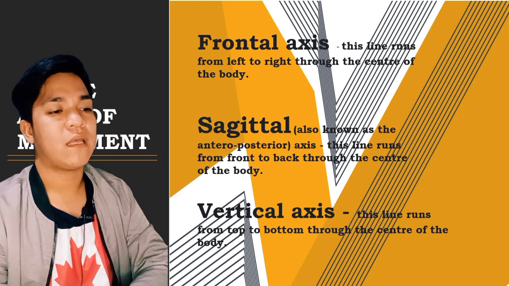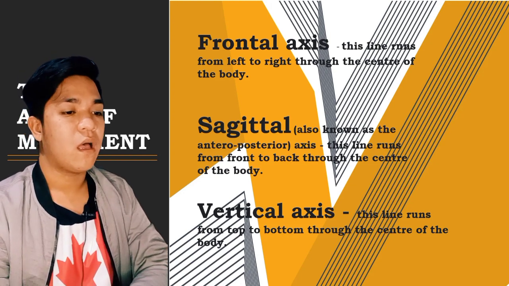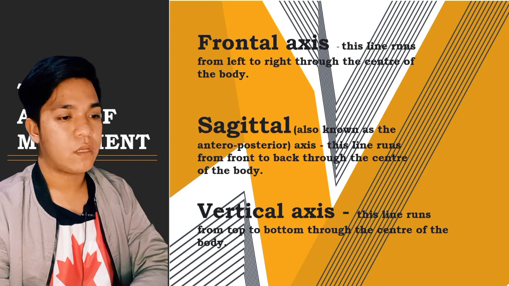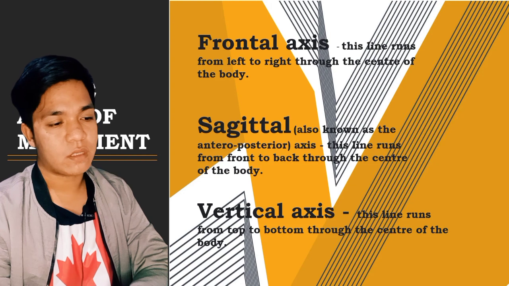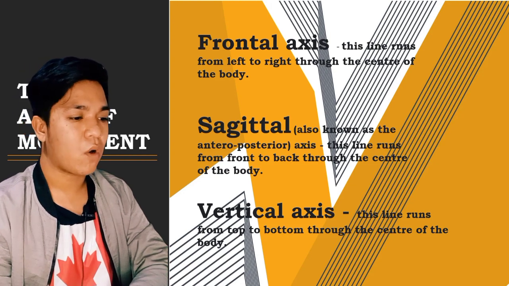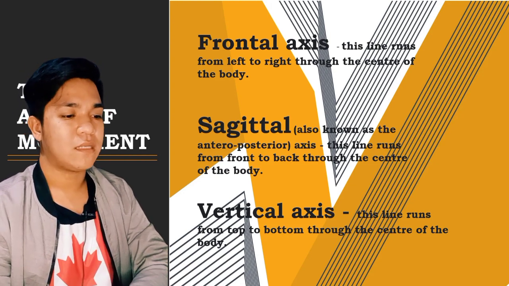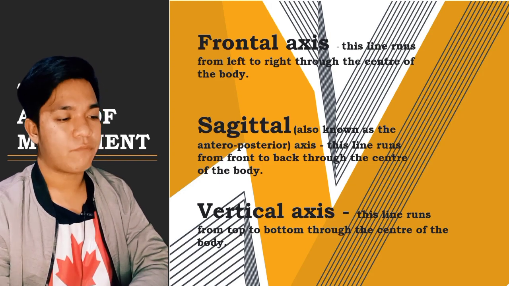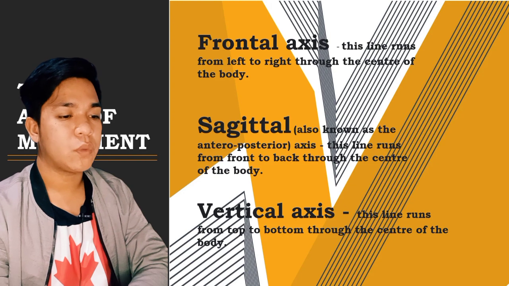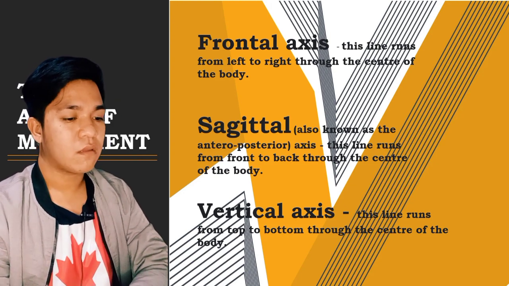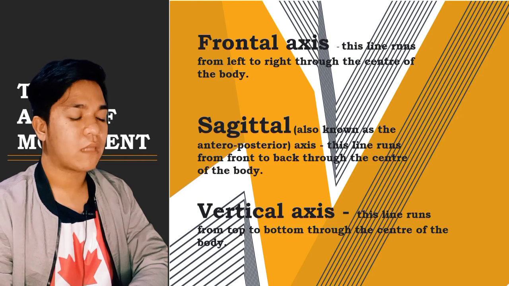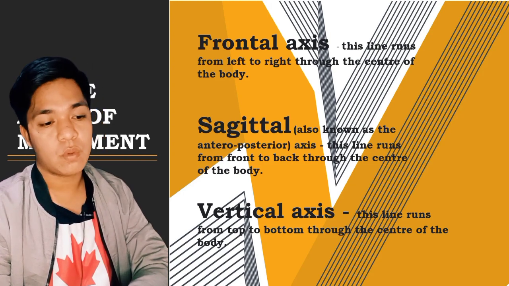For the frontal axis, this line runs from left to right through the center of the body. The sagittal axis, also known as the antero-posterior axis, runs from front to back through the center of the body. The vertical axis runs from the top to the bottom through the center of the body.